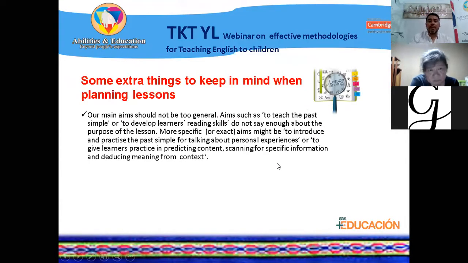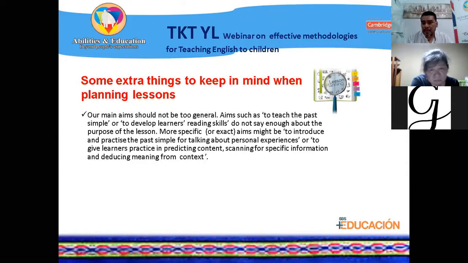Our main aims shouldn't be too general. In your lesson plan, your main aims shouldn't be too general. Aims such as to teach the past simple or to develop the students' reading skills don't say anything. They don't say enough about the purpose of the lesson.